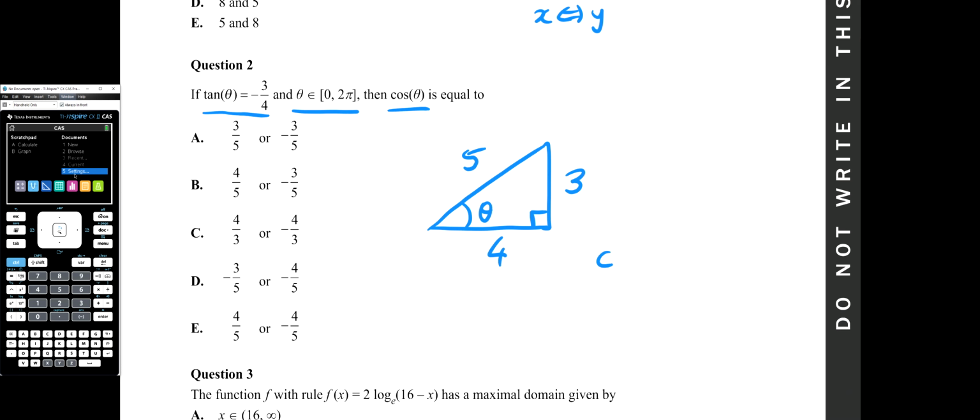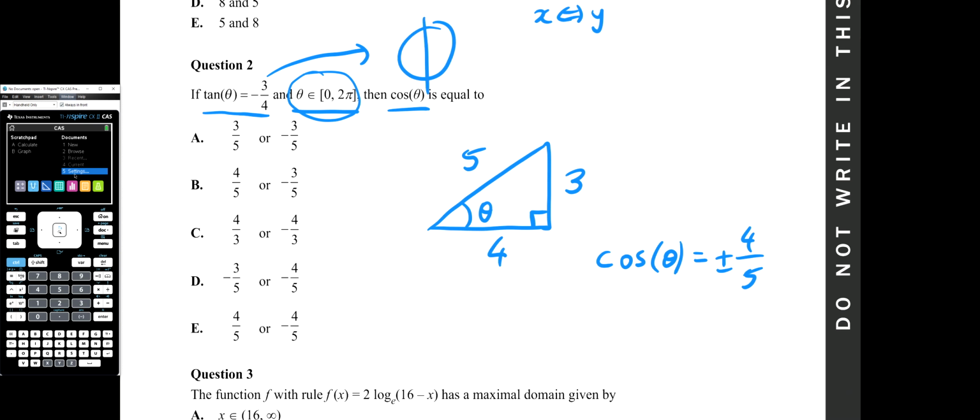From this, we know that the value of cos will be adjacent over hypotenuse, which will be 4 over 5. Now, given that we are looking at the entire unit circle domain, the value of cos could be positive or negative. Just in case you're wondering, because tan was negative, it means that we are going to be in quadrant 2 or quadrant 4. In quadrant 2, cos is negative, and in quadrant 4, cos is positive. So both values, positive or negative 4/5, are allowed, which means our answer is E.